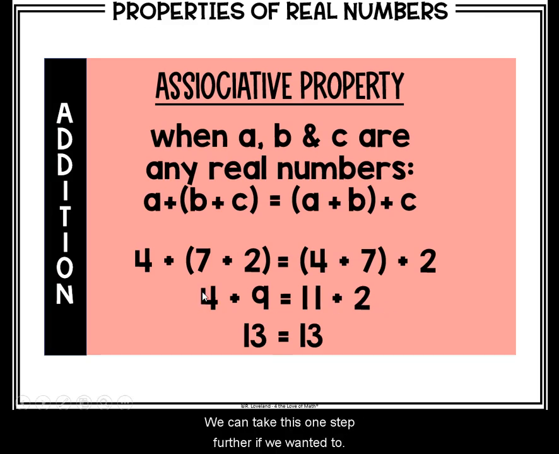We can take this one a step further if we wanted to, and we could group the 4 and the 2 together and have the 7 separate, and we would get the same answer too. 4 plus 2 would give us 6, 6 plus 7 would give us 13. The order of the values when you're adding does not matter.